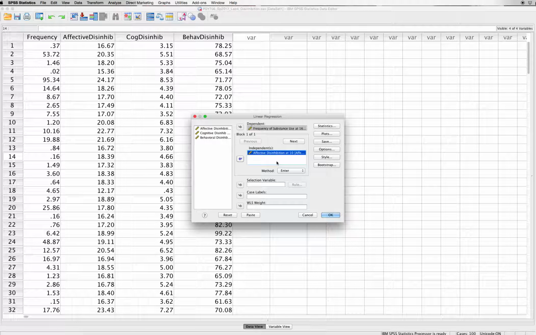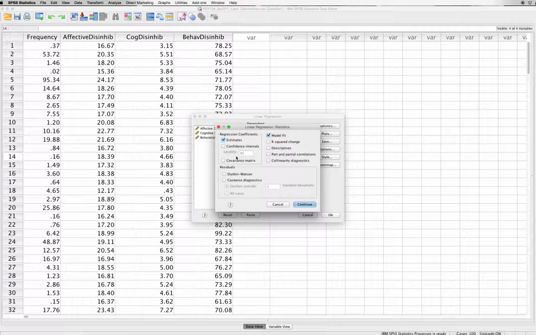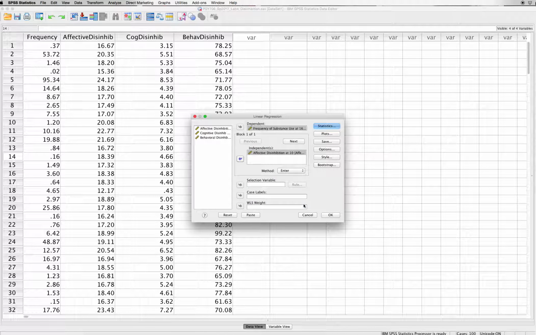At this point, we're just running simple regression, so we're just looking at one variable predicting our dependent variable. Everything else on this part stays the same. Make sure that the method is Enter. In Statistics, we are defining our confidence interval at the level of 95%, and we are interested in descriptive statistics, and this is it.